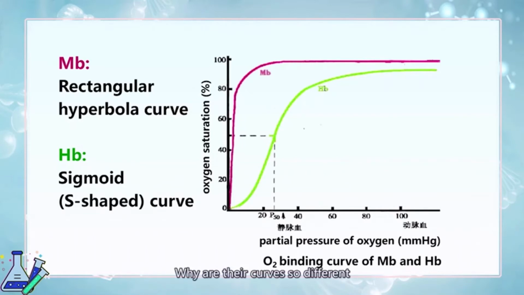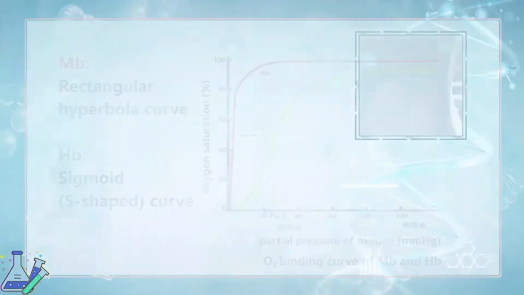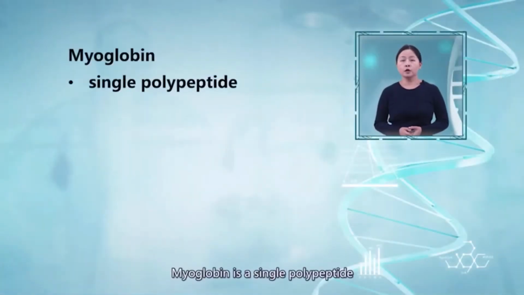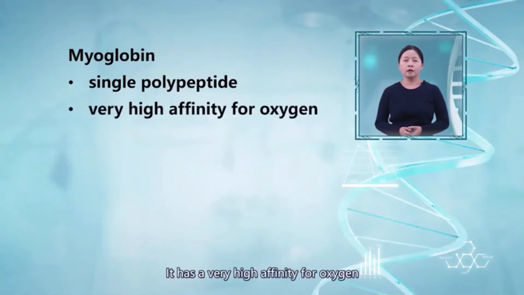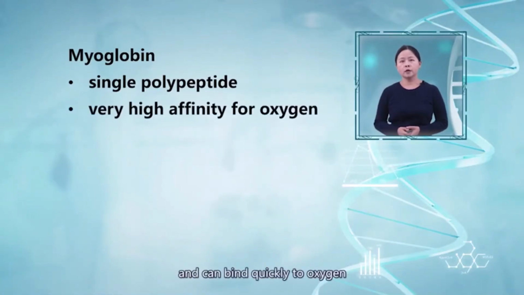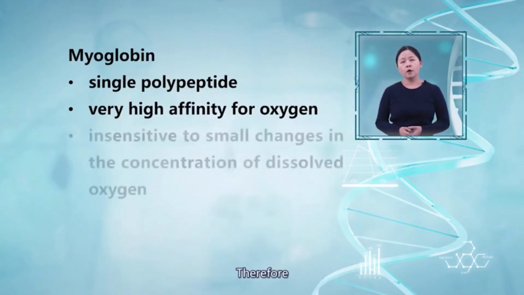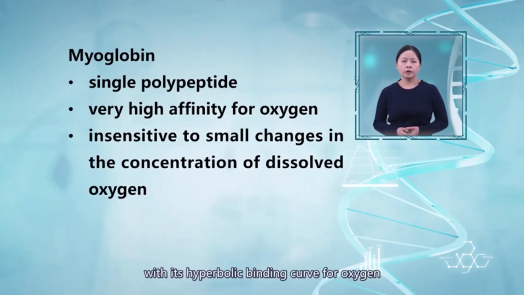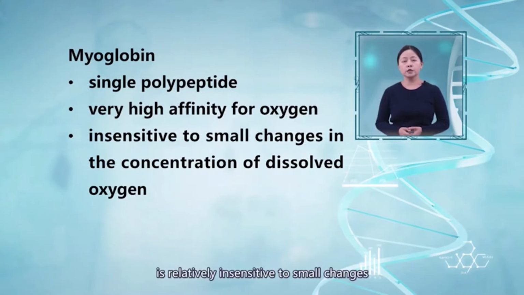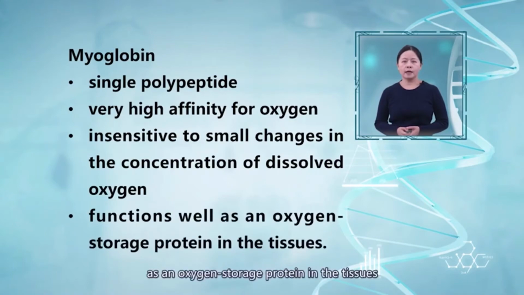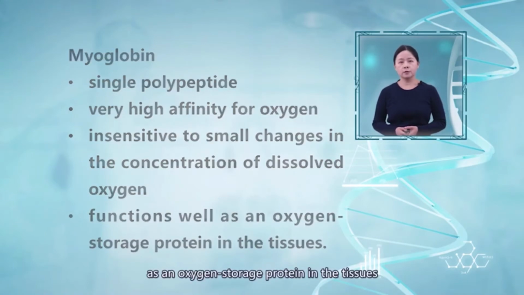Why are their curves so different? Maybe we can find the answer from the structure analysis of myoglobin and hemoglobin. Myoglobin is a single polypeptide. It has a very high affinity for oxygen and can bind quickly to oxygen even at very low partial pressure of oxygen. Therefore, myoglobin, with its hyperbolic binding curve for oxygen, is relatively insensitive to small changes in the concentration of dissolved oxygen, and so functions well as an oxygen storage protein in the tissues.